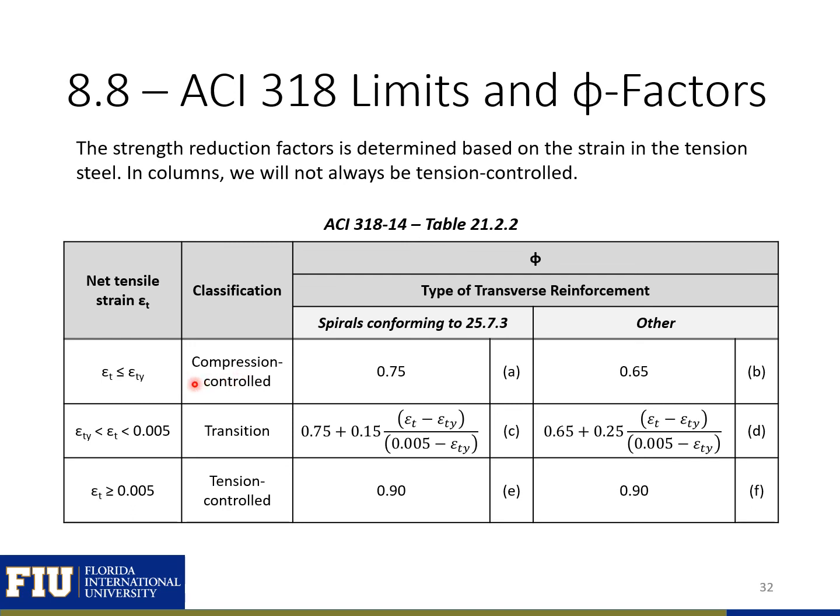Essentially, what we'll need to do is calculate our strain and compare it to the yield strain. If the strain in our tension steel is less than our yield strain, then we'll need to use a phi factor of 0.75 if we have spiral reinforcement, or 0.65 if we have any other type of reinforcement. So we'll typically be in this other region with our rectangular sections. And if we have a strain greater than 0.005, we're still tension controlled, so we'll have a phi of 0.9, regardless of what type of transverse reinforcement we have. And if we're between 0.005 and our yield strain, then we'll vary linearly between these two. And there's an expression to help us vary linearly between the two.